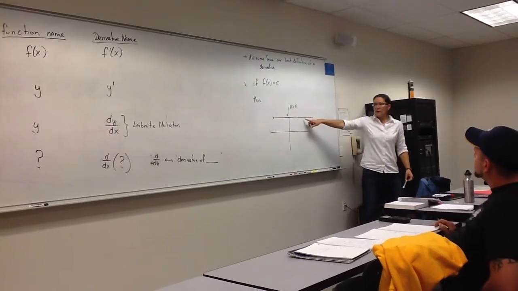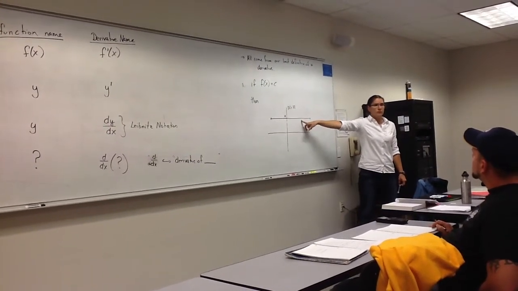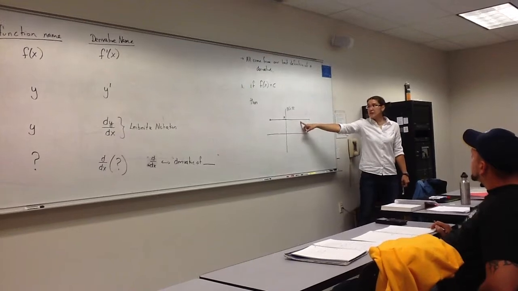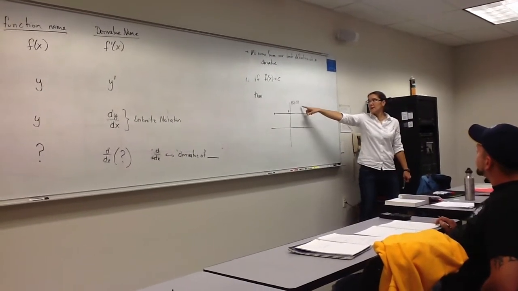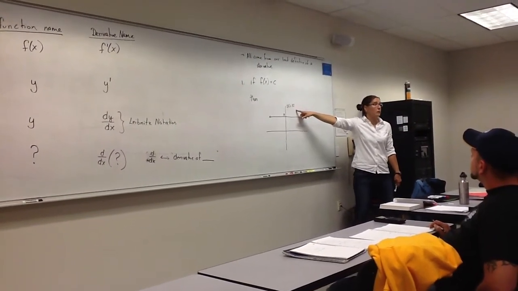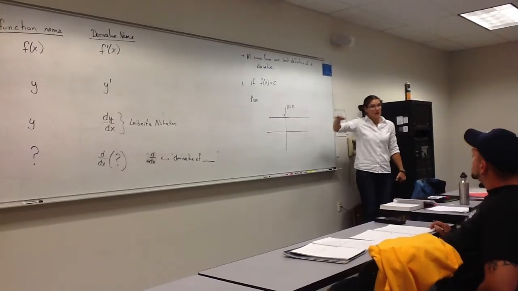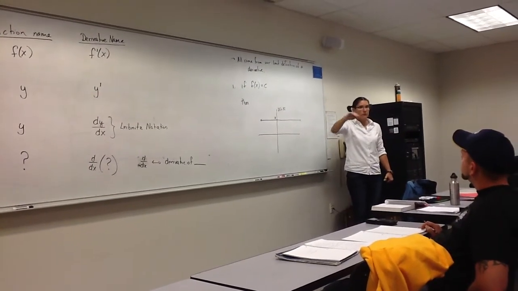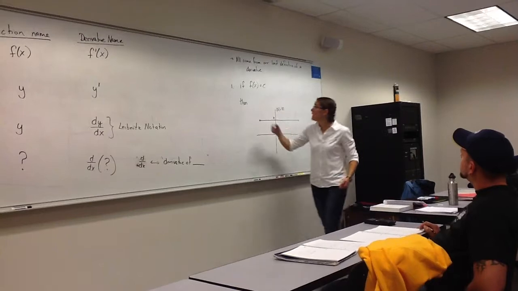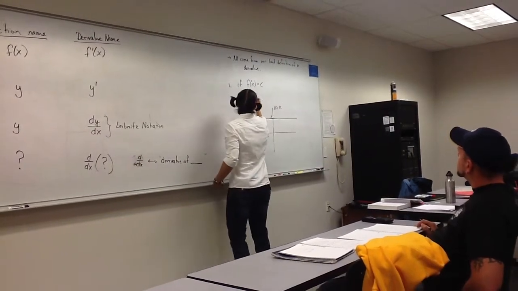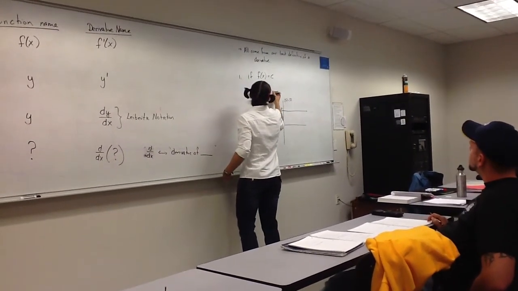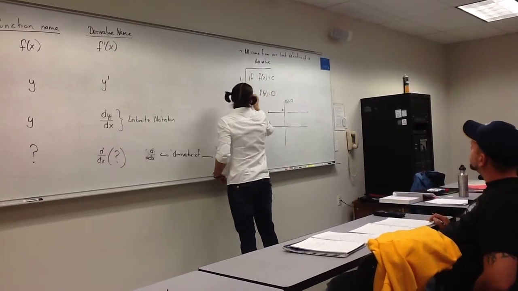Now, what is the slope of this horizontal line? 0. So that tells us that the derivative of f of x equals 32 is 0. And in fact, that's true for any constant. Any horizontal line, its derivative will be 0. So if f of x equals c, then f prime of x is equal to 0.